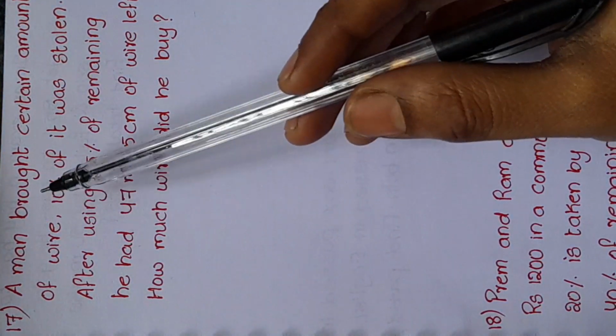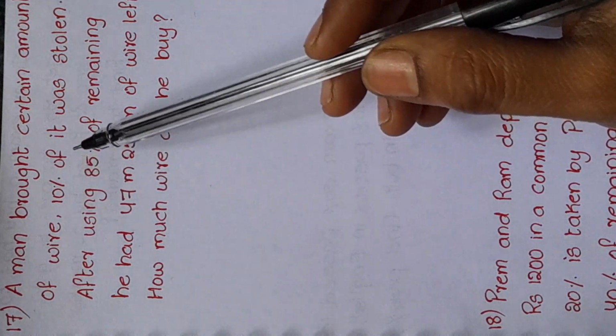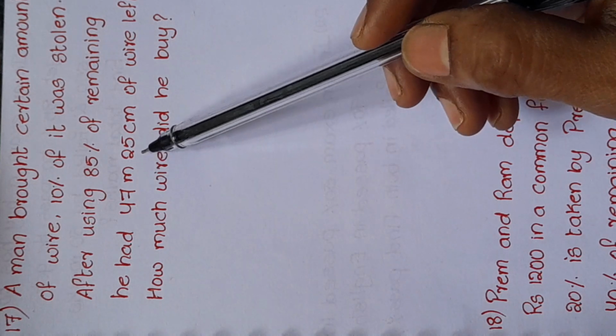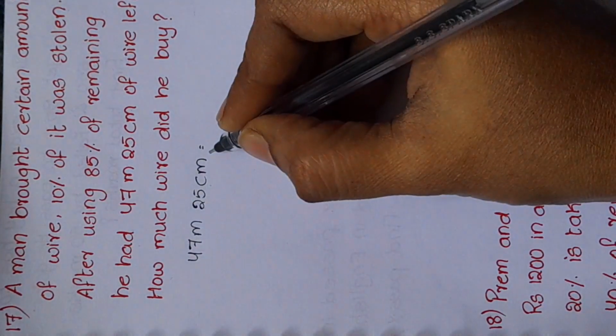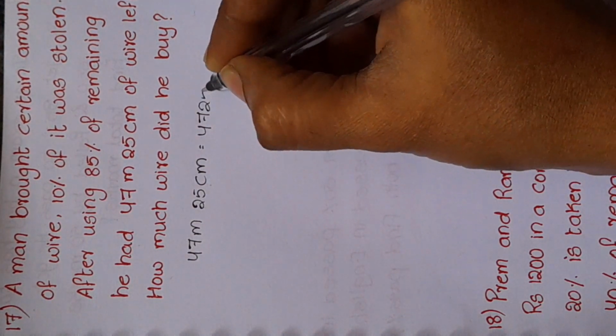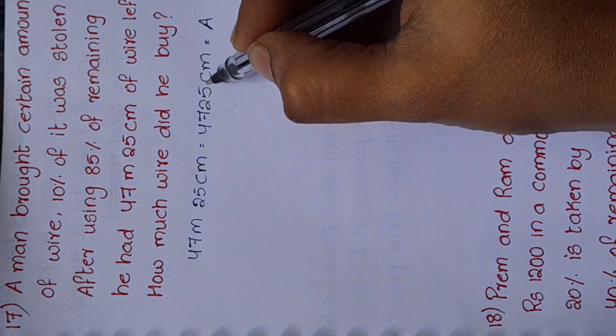Now 17th question, a man brought certain amount of wire. 10% of it was stolen. After using 85% of the remaining, he had 47 meters and 25 centimeters of the wire left. How much wire did he buy? 47 meters and 25 centimeters. Converting this into centimeters, we get 4725 centimeters. Here A value is 4725.